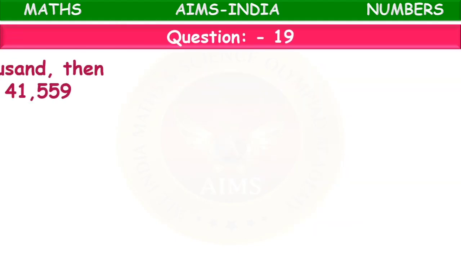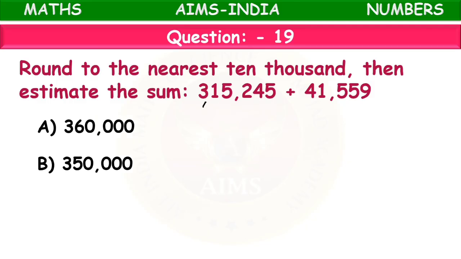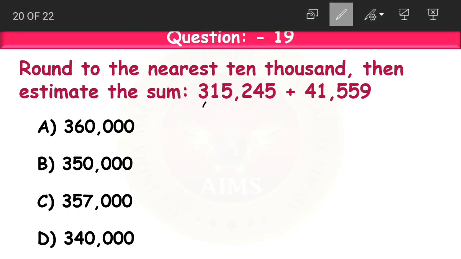Moving on to question number 19. Round to the nearest 10,000, then estimate the sum. 3,15,245 plus 41,559. Option A 3,60,000, option B 3,50,000, option C 3,57,000 and D 3,40,000.